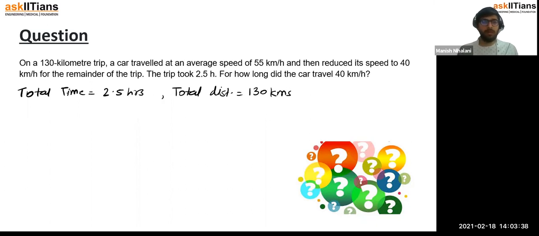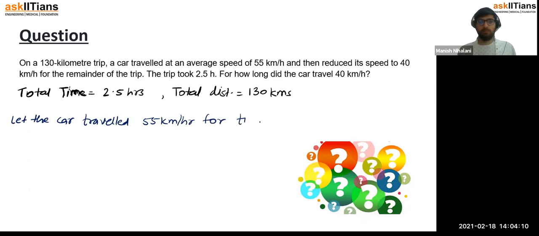अब हमें अगर देखना है कि how long did the car travel 40 kilometers per hour and 55 kilometers per hour, so we would be able to say that initially, let's say x hours के लिए the car walked for 55 kilometers per hour. So let the car traveled 55 kilometers per hour for time t hours, right? Time t hours.